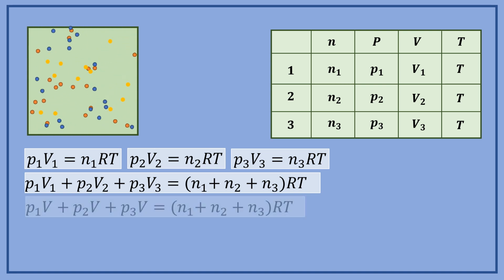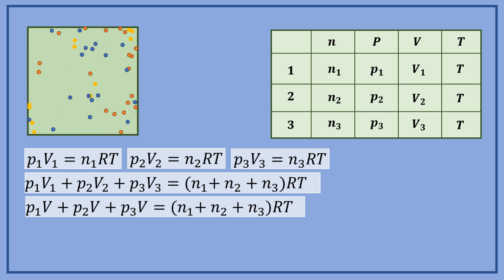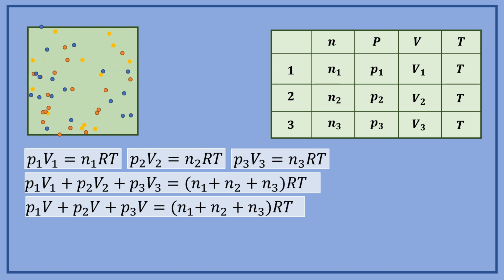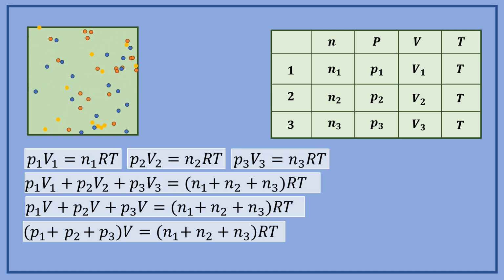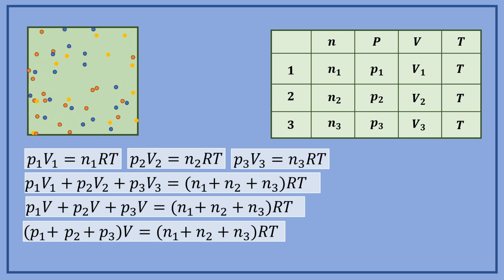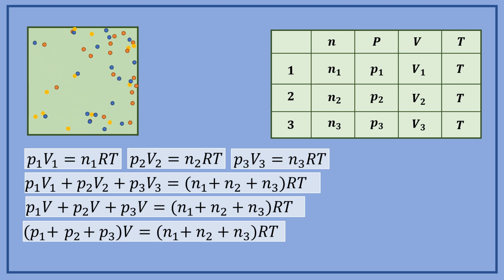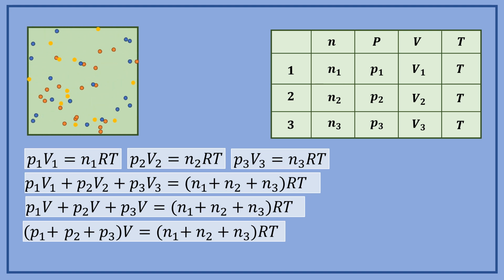So the equation becomes P1 times V plus P2 times V plus P3 times V equals N1 plus N2 plus N3 times R times T. Now we can take the volume common and it will become P1 plus P2 plus P3 times V equals N1 plus N2 plus N3 times R times T.